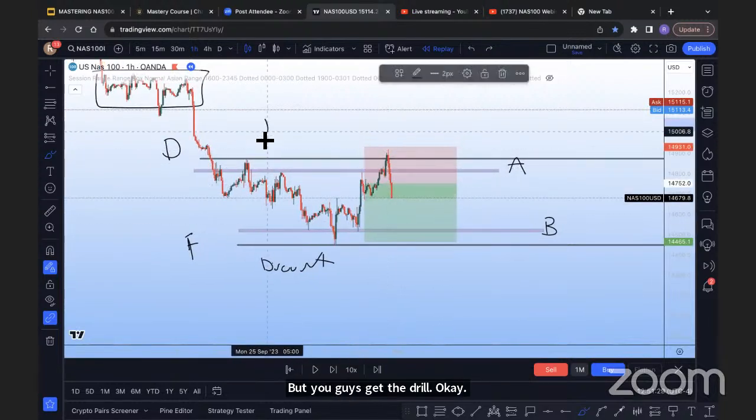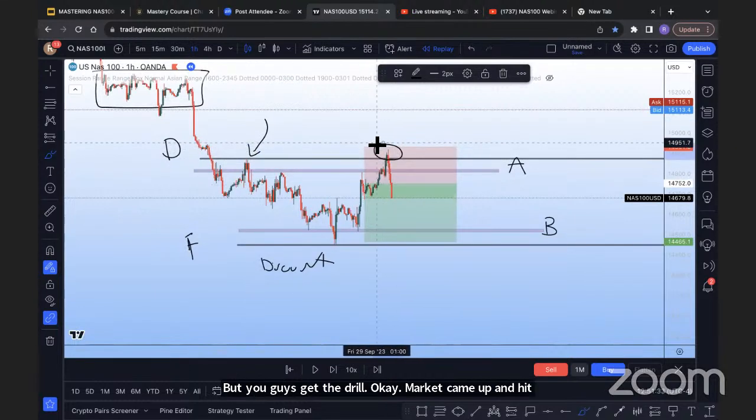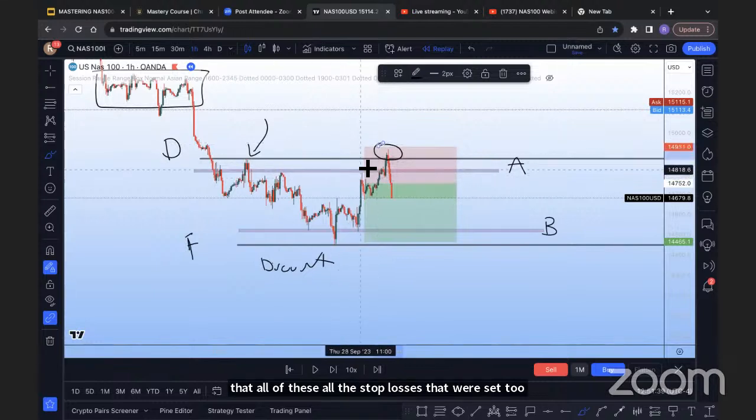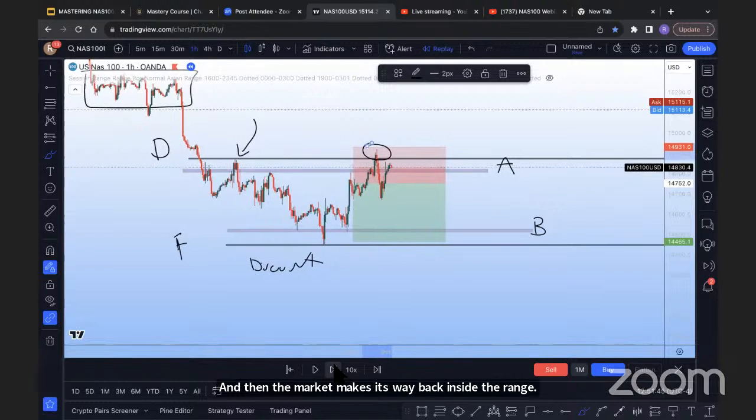Market came up and hit our premium, and then it grabbed liquidity, meaning that all of these stop losses that were set too tight above that range just got hit, and then the market makes its way back inside the range. I'm closing this thing.